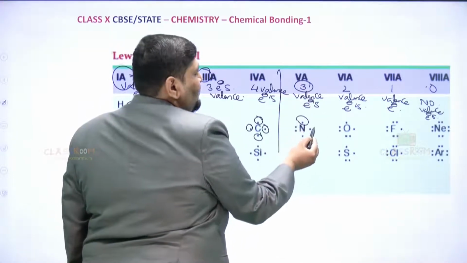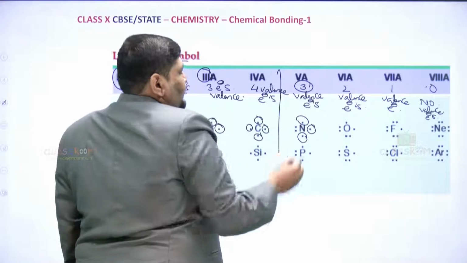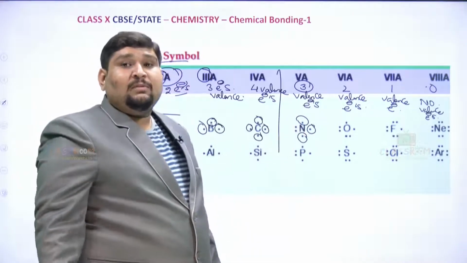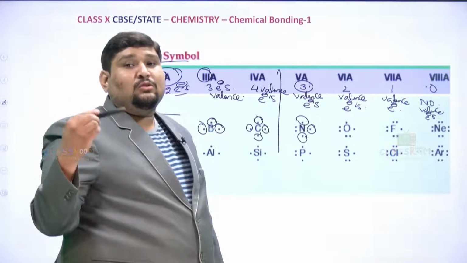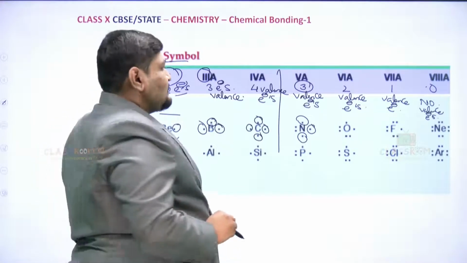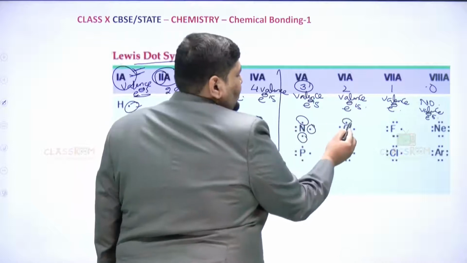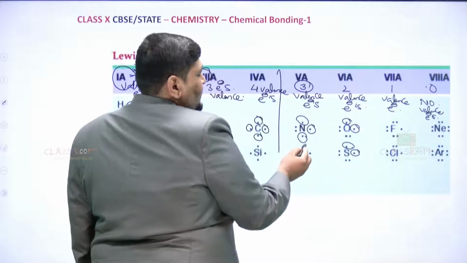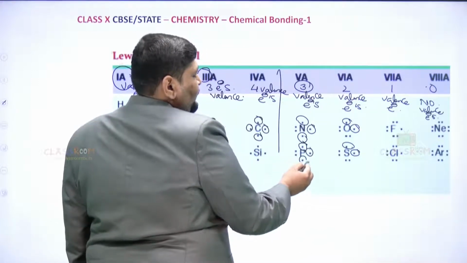When you take the example of nitrogen, you can find there are only 3 valence electrons available in its outermost shell, which is also called the outermost orbit. In the same way, for the sixth group, you can see there are only 2 valence electrons. If you take the example of sulfur also, in this case phosphorus 3.